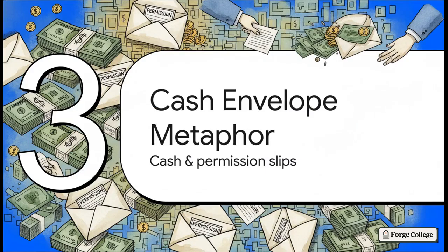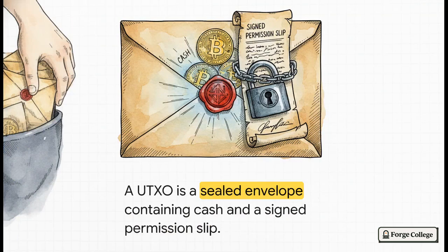Section 3. The cash envelope metaphor. Envelopes, cash, and permission slips. To make this instantly click, let's completely drop the computer science jargon for a second. Imagine walking around with a pocket awkwardly stuffed full of heavy, sealed envelopes. The cash inside each envelope? That's the Satoshi amount.